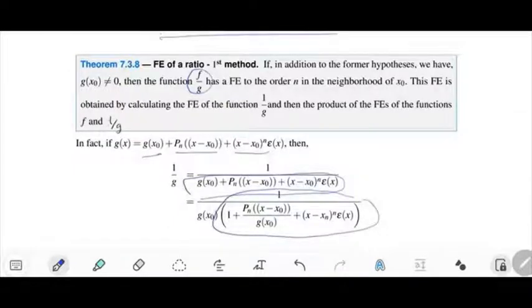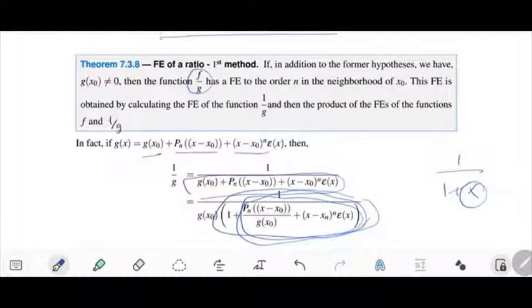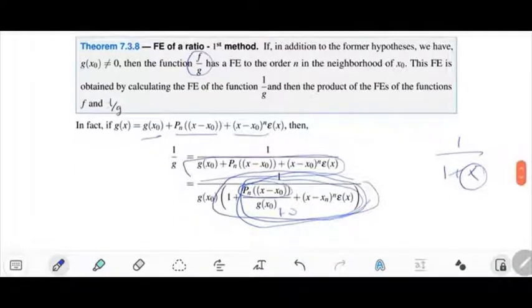Why? Because I already know the finite expansion of 1 over 1 plus x. So I will replace x by all this term, if I'm sure, of course, that this term goes to 0 when x tends to x0, and this is the case because g of x0 is not equal to 0, and this term goes to 0 as x tends to x0. So this is the strategy I will follow when calculating the finite expansion of 1 over g.